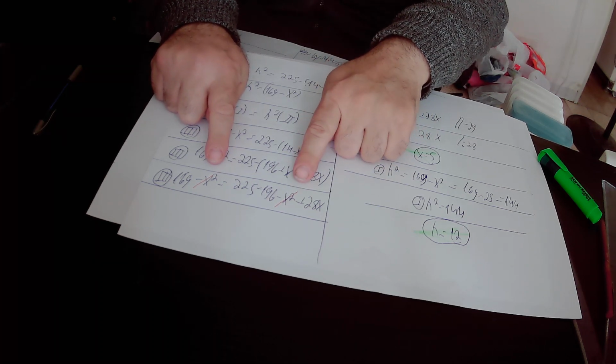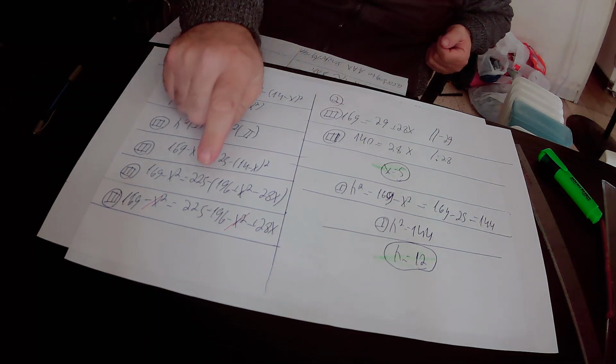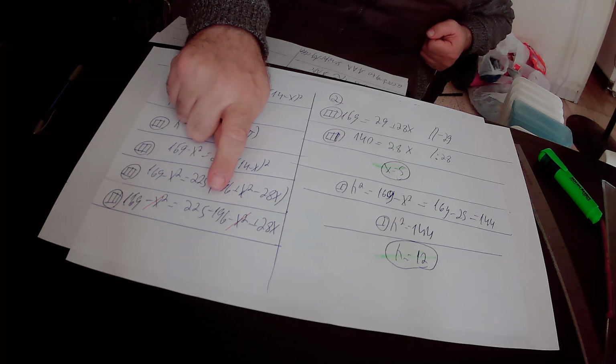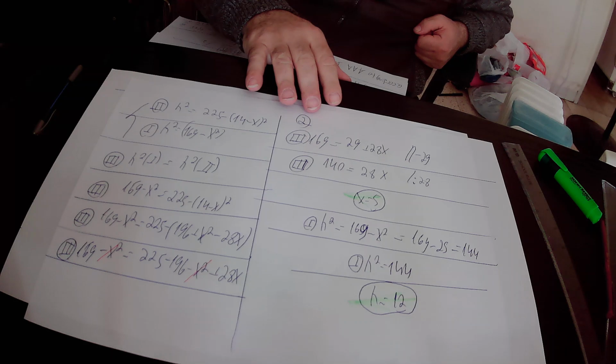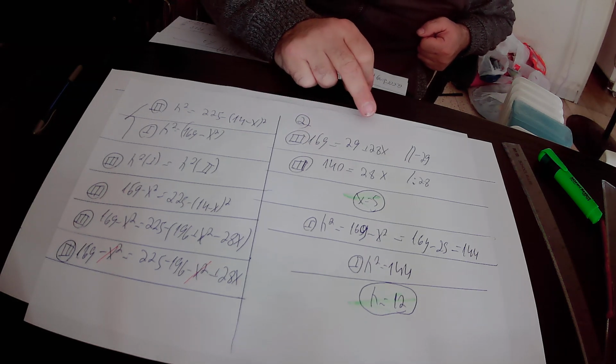After we cancel minus x squared, on this side of the equation we have only 169. On the other side of the equation we have 225 minus 196, which is 29, plus 28x. So in total we found out that according to equation number 3, 169 equals 29 plus 28x.